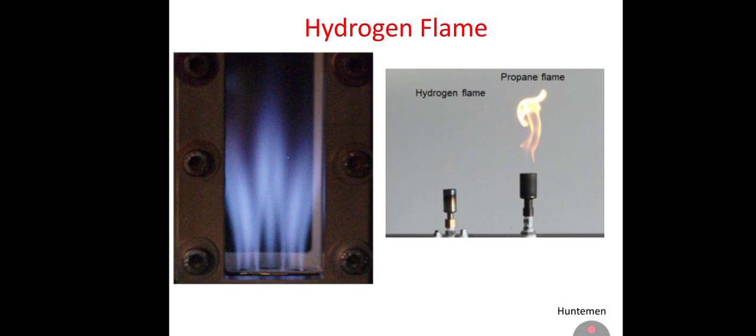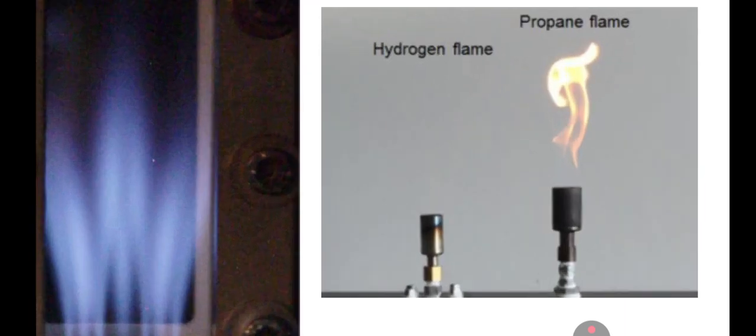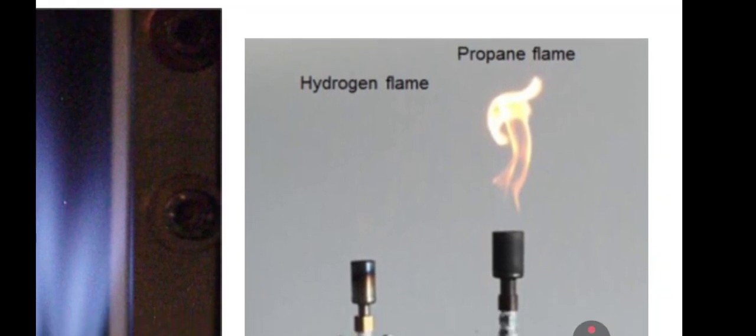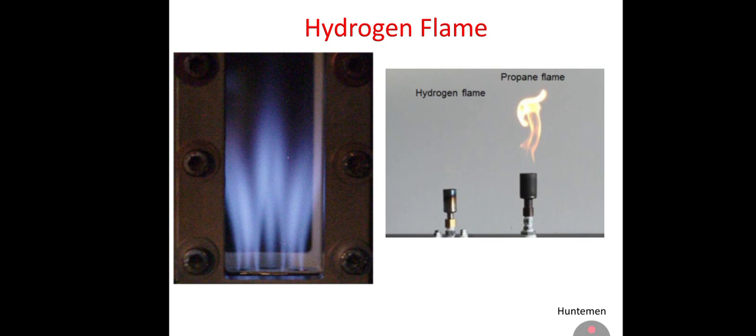These are examples. On the right hand side, you observe that we have hydrogen flame and propane flame. The propane is burning yellow while the hydrogen flame is invisible. At the left hand side, the flame of hydrogen is put in a device for us to have it very visible, and you can see it is bluish in nature.